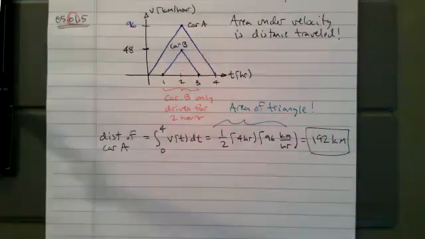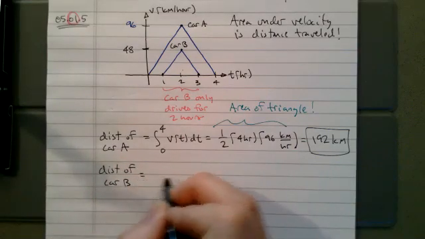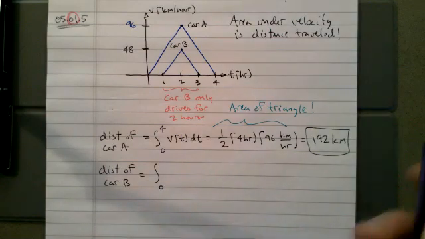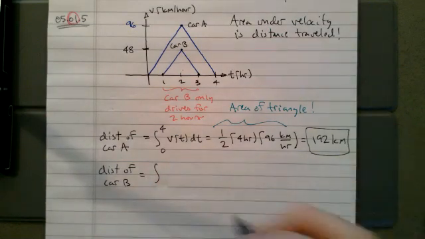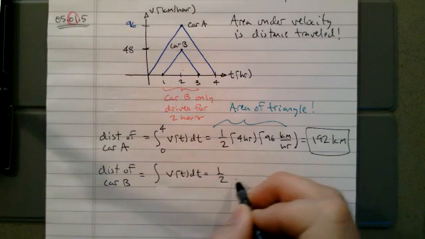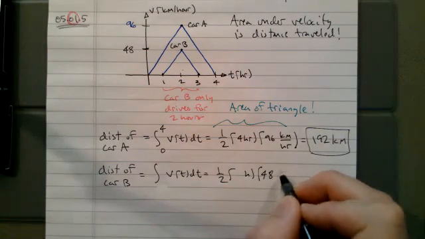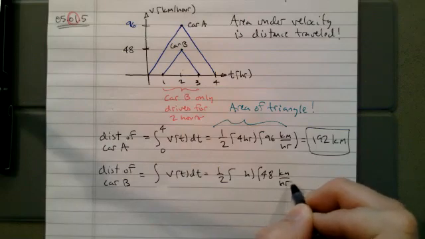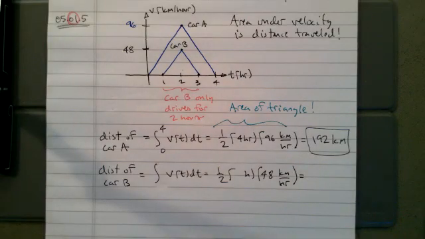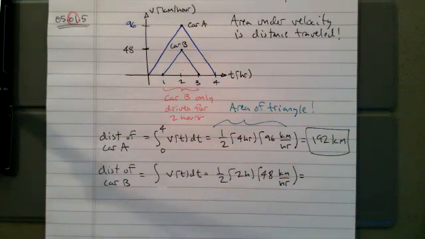And then the distance of car B. Once again, let's use our fancy notation. Oh, we're not starting off at 0. What's B going to integrate? It's still going to be a base times a height, and the height is 48 kilometers per hour. How long was car B driving? 2 hours. So the base of the triangle is going to be 2 hours.